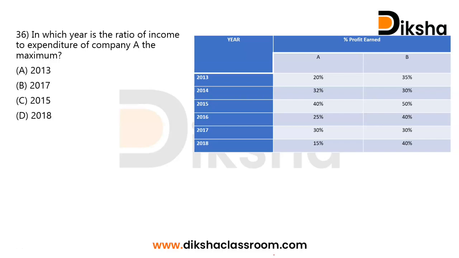Okay, so the question is regarding the ratio of income to expenditure in which year? Whether it's in the year 2013, 2017, 2015 or 2018. Give me the answer in the last 30 seconds. You have the last 30 seconds.